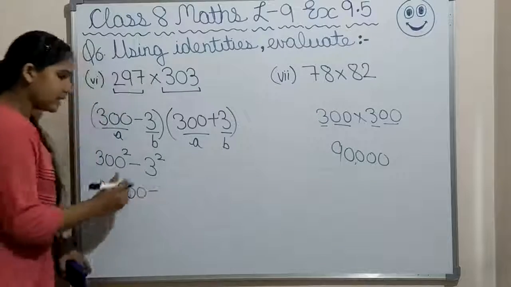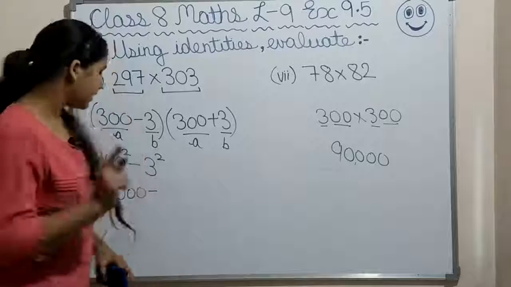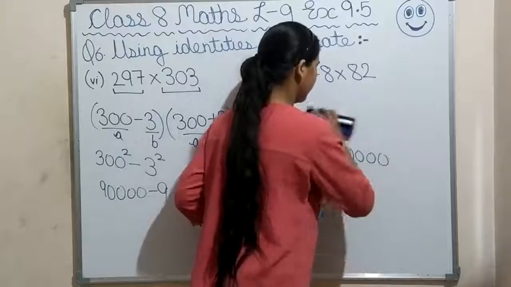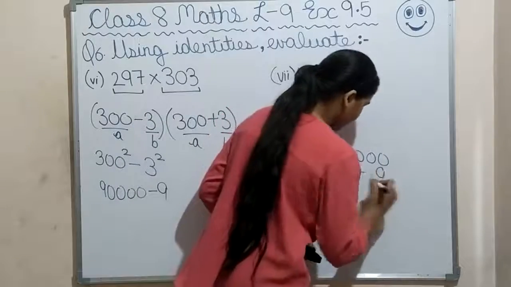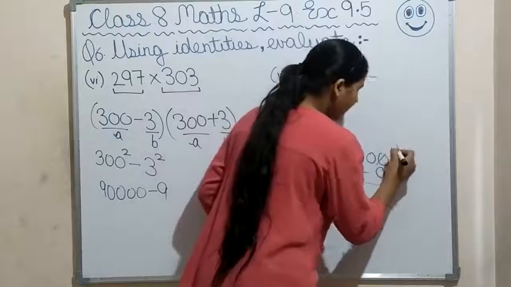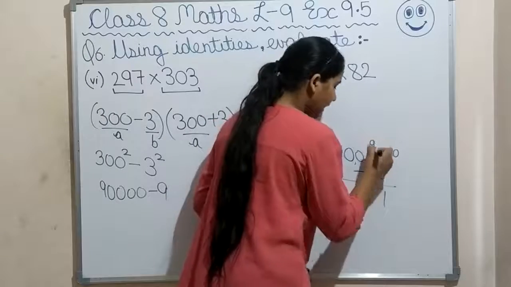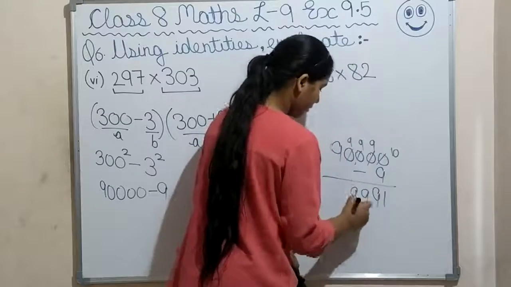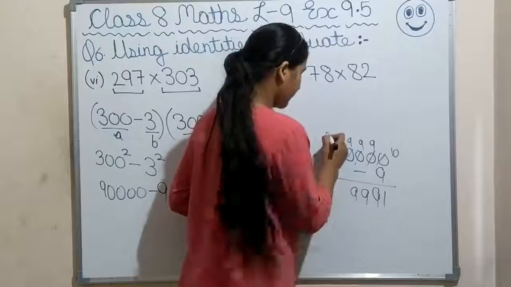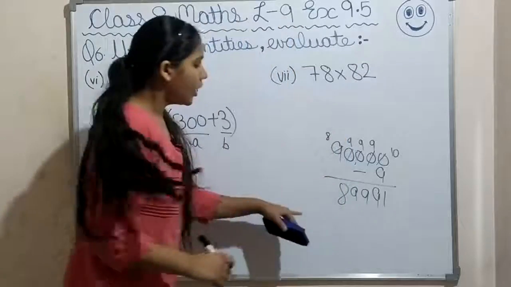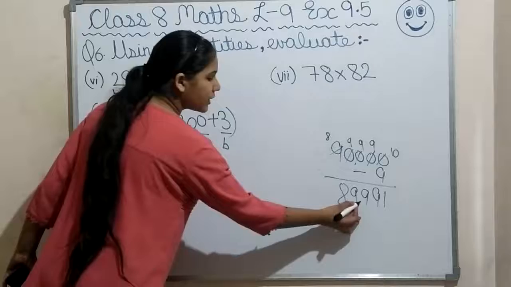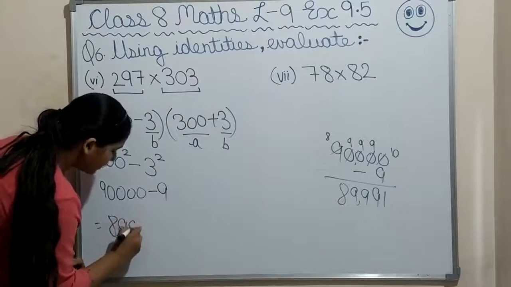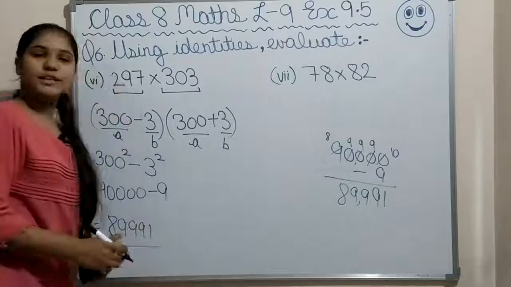Then minus, as it is, 3 square. 3 square means 3 threes are 9. So we have to subtract 9 from 90,000. 10 minus 9 is 1. Here 9, here also 9, and here 9, and here 8. I think you all know how to do subtraction. So 89,991 is the answer. This is the answer of the sixth part.